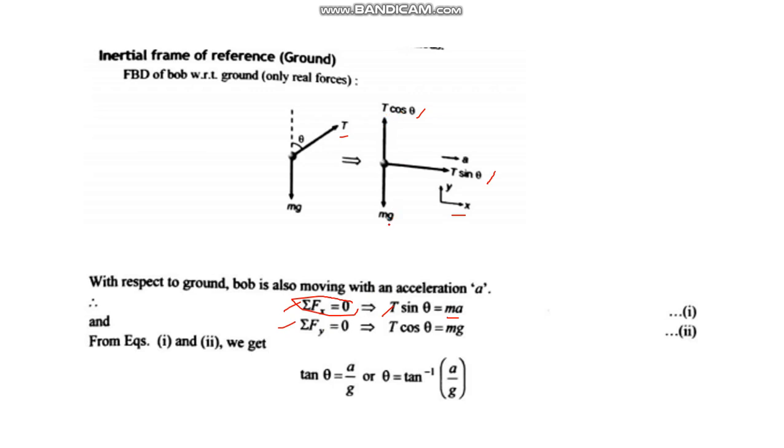So T cos theta is balanced by mg. So we got two equations. If you divide 2 by 1, you will get tan theta is equal to a by g, and you got the value of theta. So this is one approach.